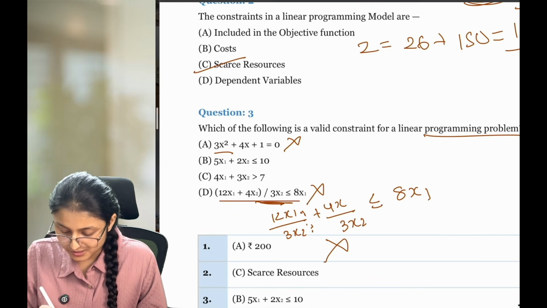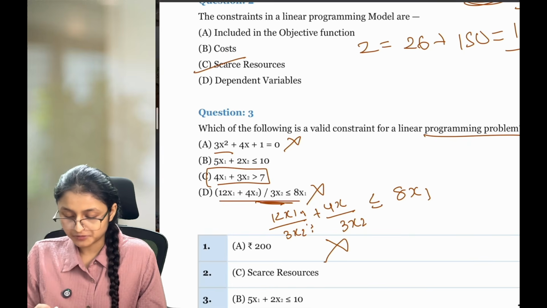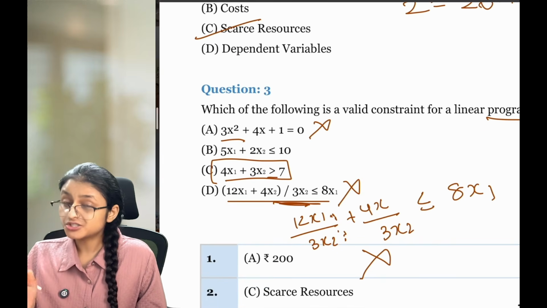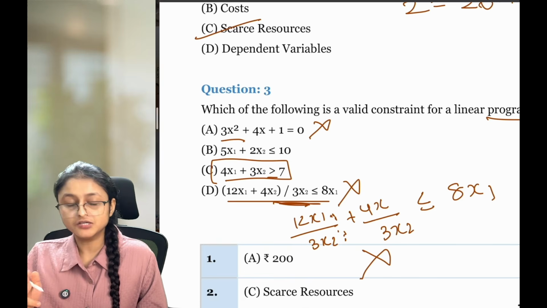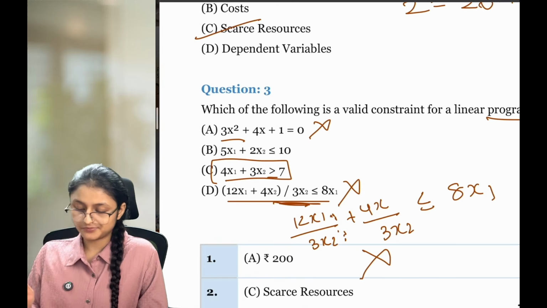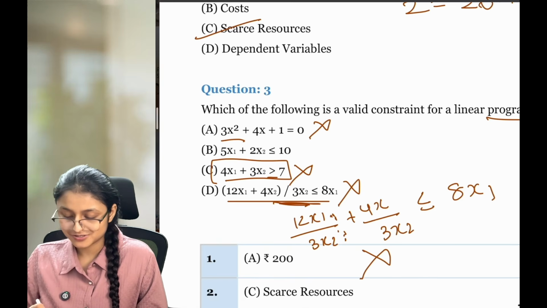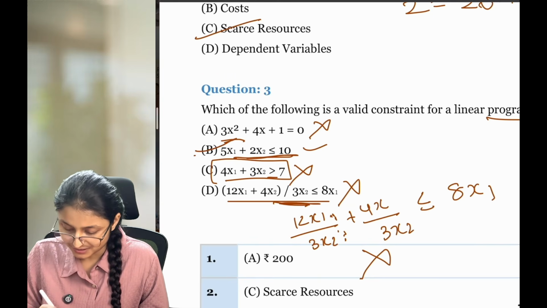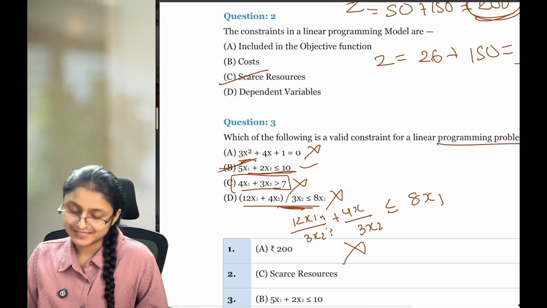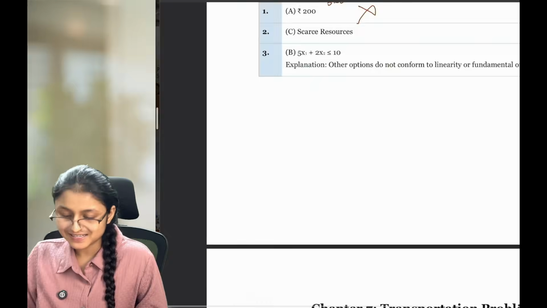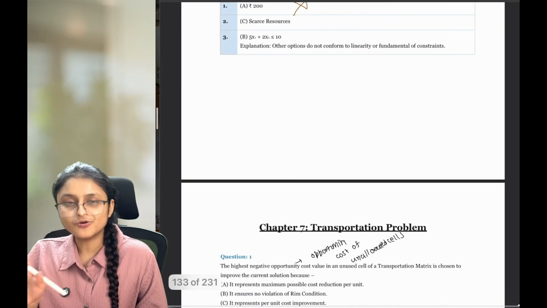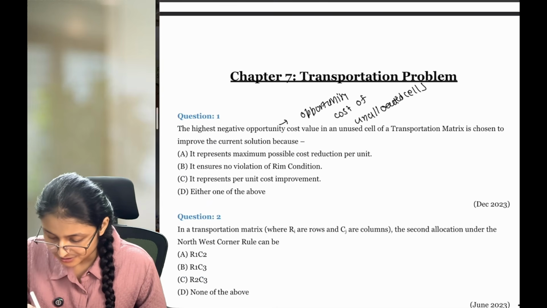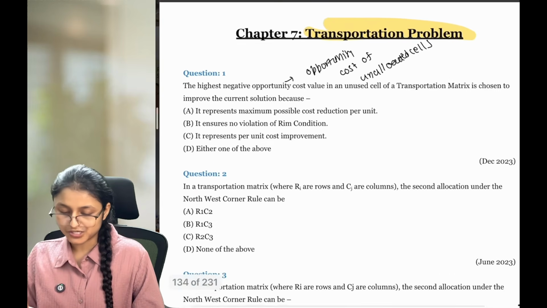Now if I move forward, this is also not a linear programming problem even if the power is 1. Why? Because it has a more than sign. It should either have more than equal to or less than equal to, then only we solve it using linear programming. Hence this is also not a valid constraint. The valid constraint is only this one: 5x1 plus 2x2 is less than equal to 10. And with this we completed our chapter number 6 also. These are the only questions which have been asked from this chapter. And now we are moving forward to chapter number 7, that is transportation problem.